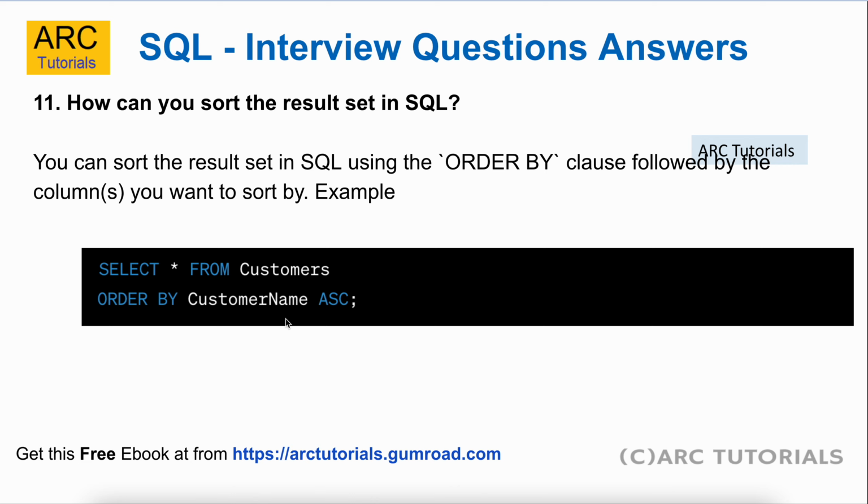How can you sort the result set in SQL? You can sort it by mentioning the order by clause. You can mention it like this: select star from customers order by customer name, and the order can be either ascending or descending.